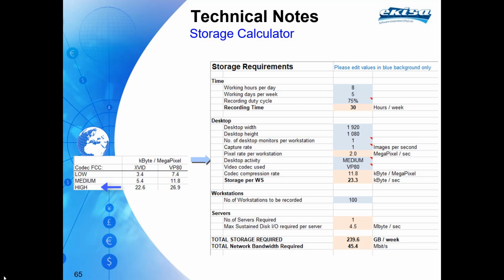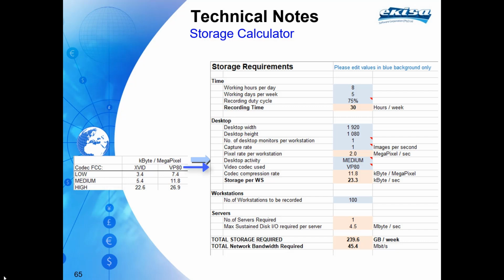Use high when there is a lot of frequent changes on the desktop, for example when videos are often played. Medium is selected by default, and indicates a combination of a lot of desktop changes, for example, when applications are opened or dragged on the desktop, followed by periods of low or no activity.